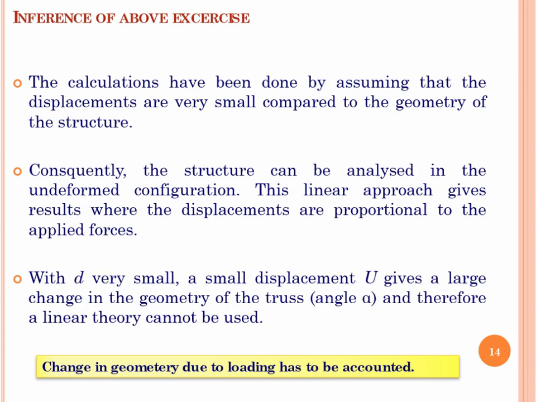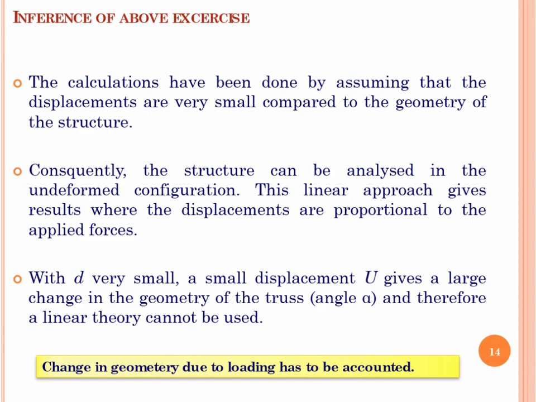Basically, what we have done is assume the deflections, or the change in geometry, are very small compared to the initial dimensions of the geometry. Assuming this, we have done all these calculations. Now let us think about how to do it right. If I want to predict realistic results, how do I do it? I have to account for the change in length that is happening in this rod element. Then, if I write my force equilibrium equation and equate the external and internal work, my equations are going to be right.